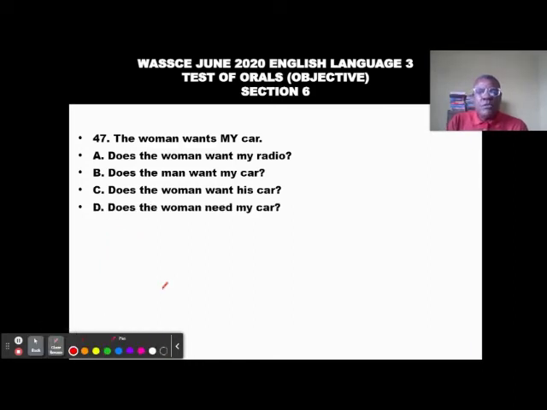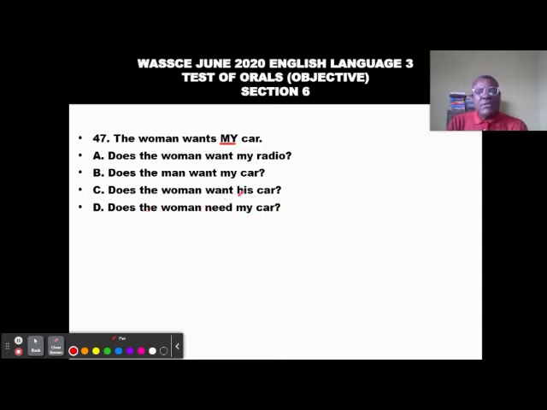The woman wants my car. The emphatic stress is on my car, not your car, not his car, not her car. So the emphasis is on my car. Okay, so let's then go through the options. A, does the woman want my radio? B, does the man want my car? C, does the woman want his car? D, does the woman need my car?